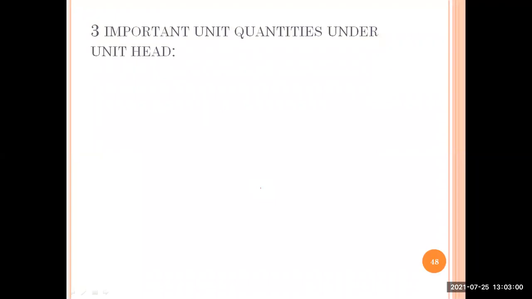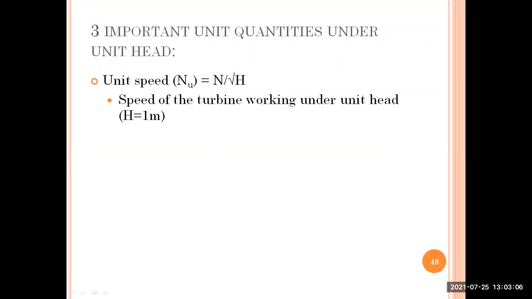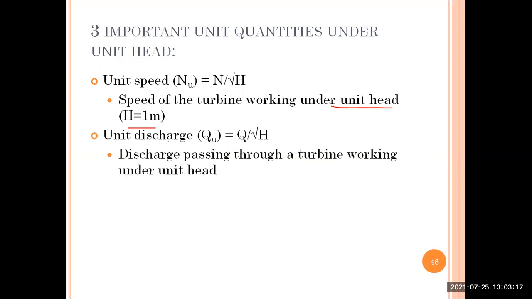There are three main important unit quantities under unit head. That is unit speed, given by Nu equal to N by root H, which is the speed of the turbine working under unit head, that is H equal to 1 meter. The second is unit discharge, denoted as Qu equal to Q by root H, the discharge passing through the turbine when working under unit head.